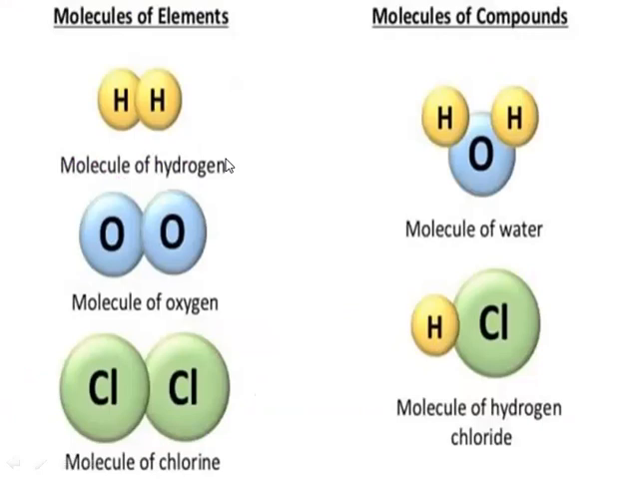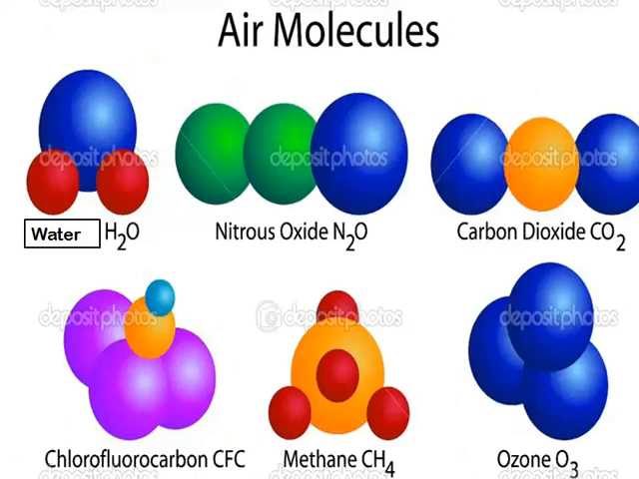A molecule of hydrogen is formed of two hydrogen atoms. A molecule of oxygen is formed of two oxygen atoms. A molecule of chlorine is formed of two chlorine atoms. Whereas a molecule of water is formed of two hydrogen atoms and one oxygen atom. A molecule of hydrogen chloride is formed of one hydrogen atom and one chlorine atom. Some of these molecules are also in the air. Some of these molecules form solids, and some form liquids too.